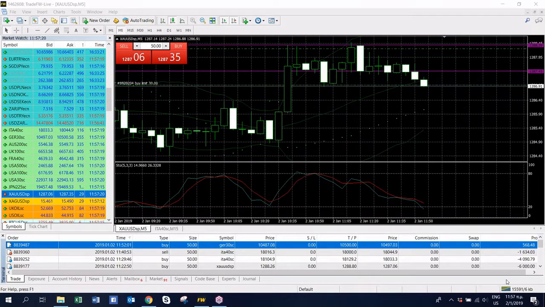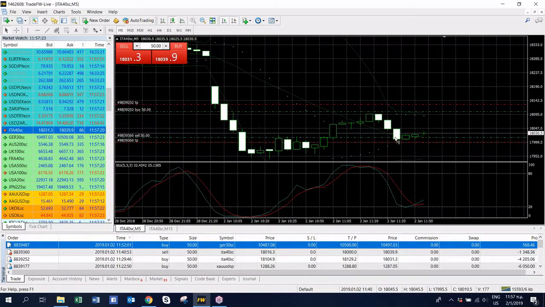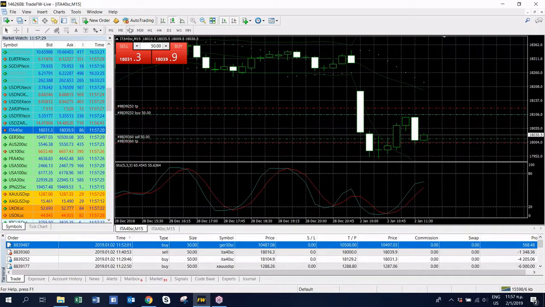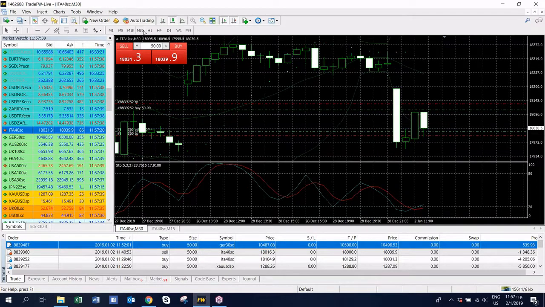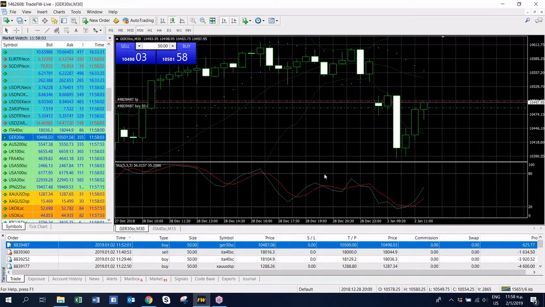DAX started to make money. And on Italy 40, you see it reversed over here. Let me see. Maybe we should close our sell position. I get very, very strange signals on Italy 40. Let's wait a bit more on Italy 40, and I will take action over there. On DAX, we are making right now $600, very close to our take profit.